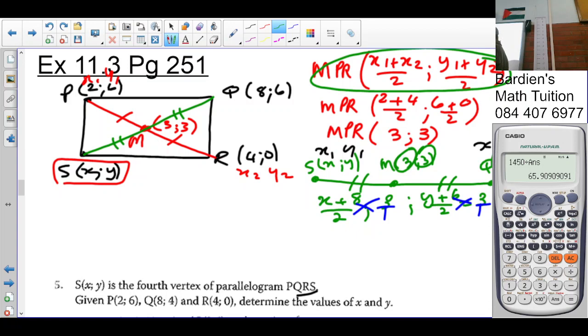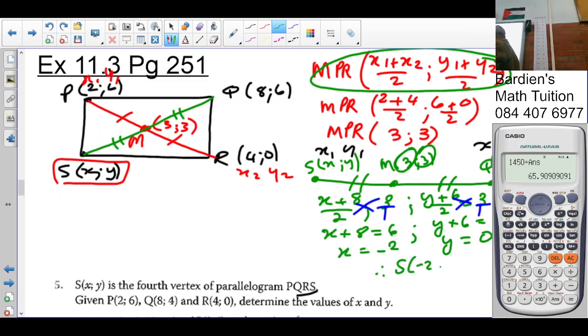So 3 times 2 is 6, so x plus 8 is equal to 6. So x is equal to negative 2. You cross multiply here. So y plus 6 is equal to 6, so y is equal to 0. So if they had asked you for the coordinates of S, S would have been negative 2 and 0.